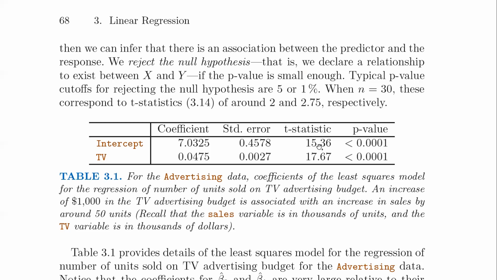So we have this t-statistic of 15.36, significantly larger than 2. And this t-statistic of 17.67, again, significantly larger than 2, which is why the p-value is less than, that looks like 0.01%, right? So much, much smaller than 5 or 1%.